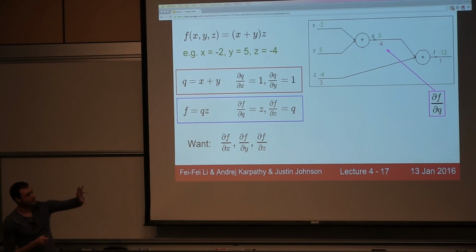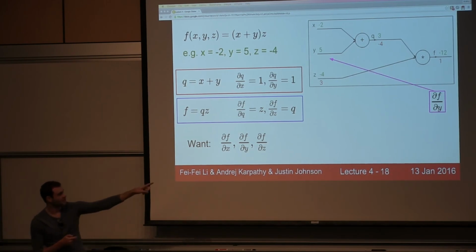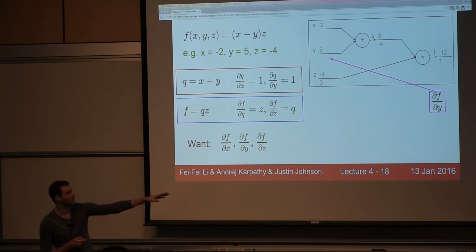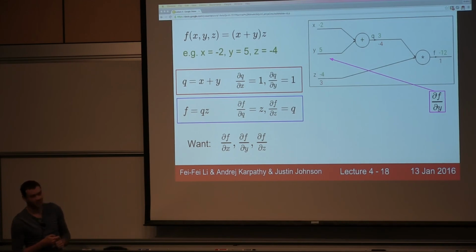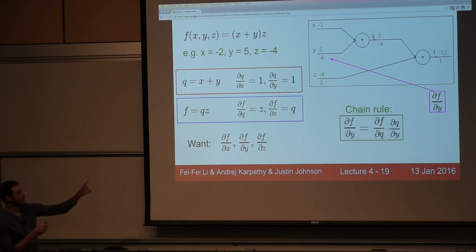Okay, now we're going to continue this recursive process through this plus gate, and this is where things get slightly interesting, I suppose. So we'd like to compute the gradient of f with respect to y. And so the gradient on y in this particular graph will become, let's just guess and then we'll see how this gets derived properly. So I hear some murmurs of the right answer. It will be -4.